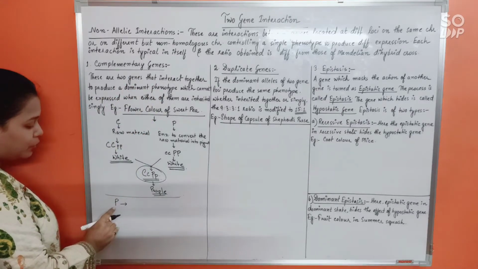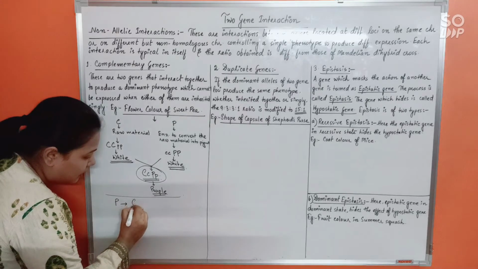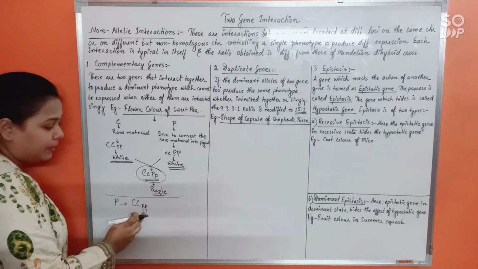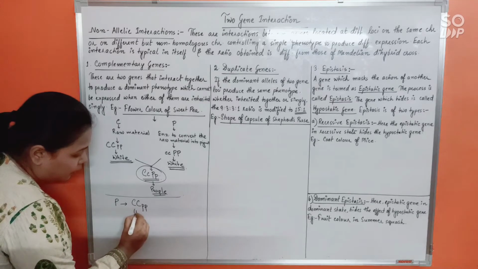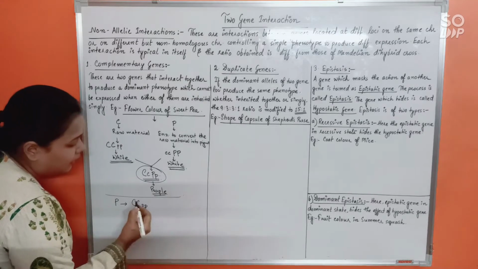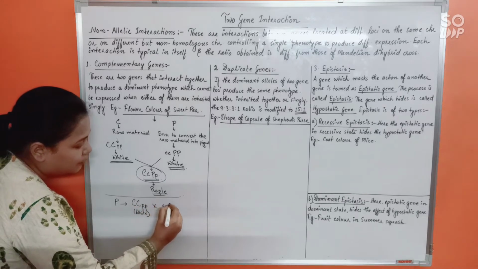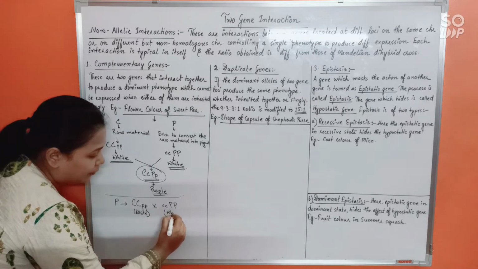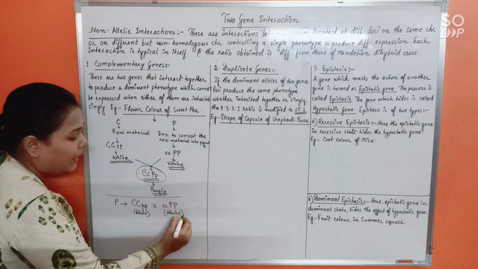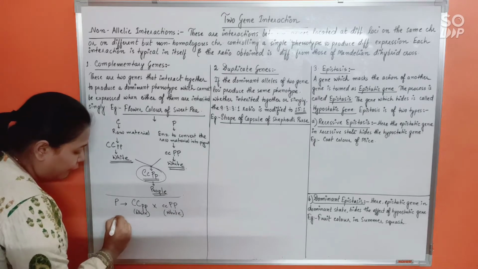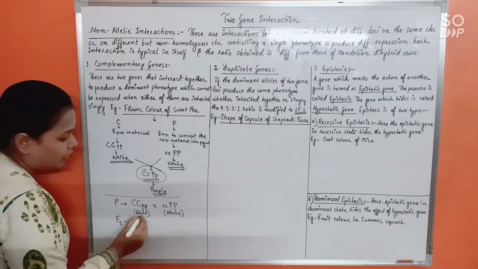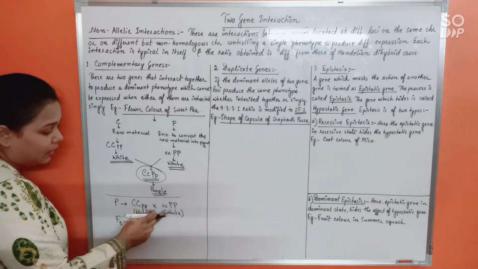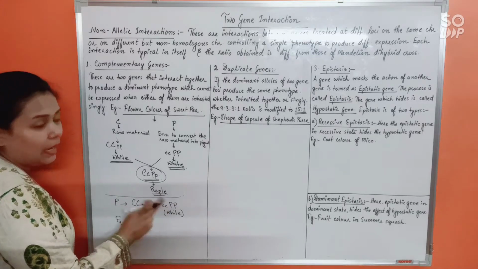So suppose the parental generation is capital C, small c... capital C, small p, small p. What will be the color of the flower? White, isn't it? Crossed with small c, capital P. Flower color is of course white, isn't it? So what will the F1 hybrids be? Here the gamete is capital C, small p. Here the gamete will be small c, capital P.